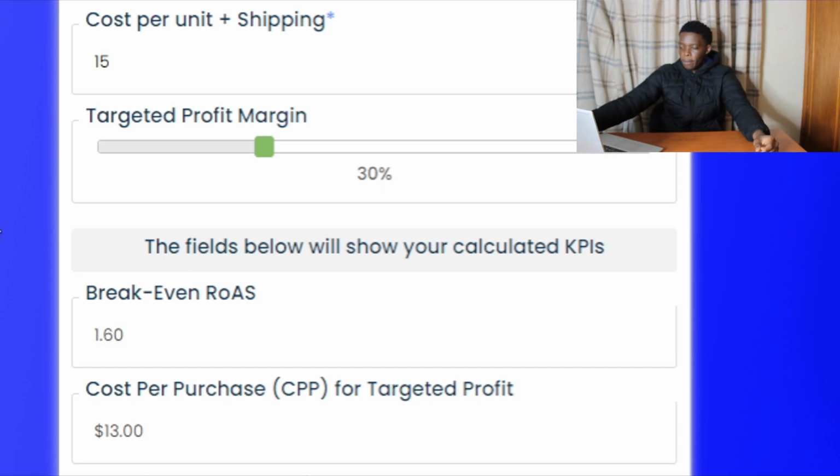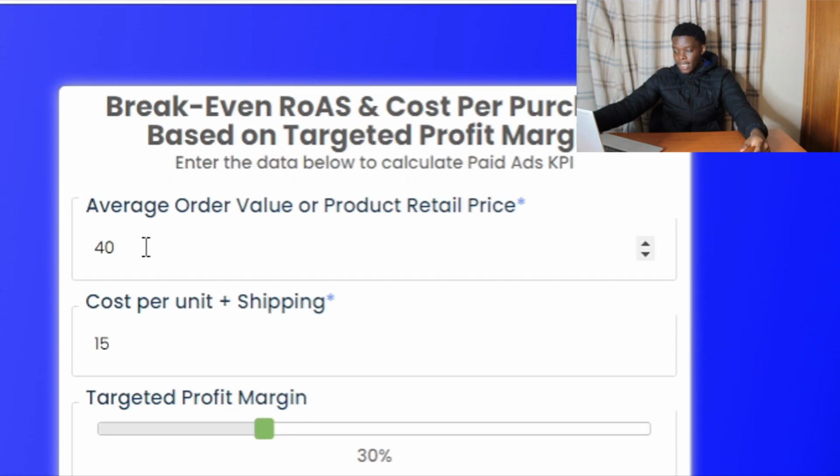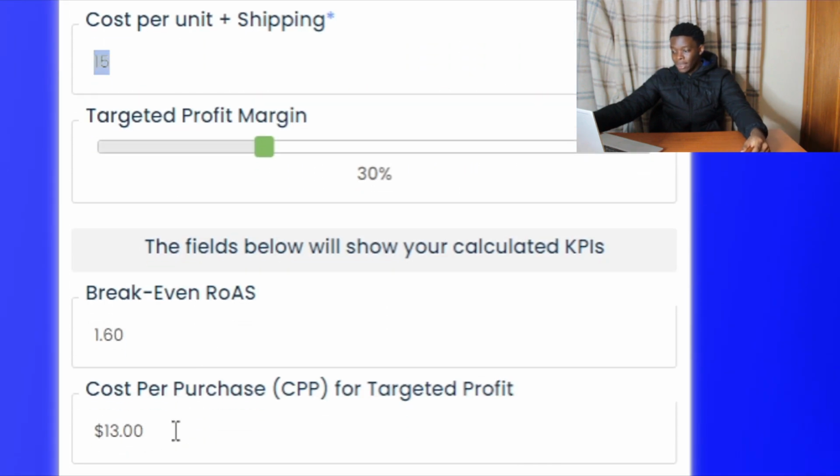You can see here, cost per purchase $13. Target cost per purchase, sorry. Remember, the break-even cost per purchase is just going to be 40 minus 15, 25. So that means target profit cost per purchase is 13. 25 minus 13, you're expecting to make $12 profit per order. I hope it's all making sense now and light bulbs are going off in your head.